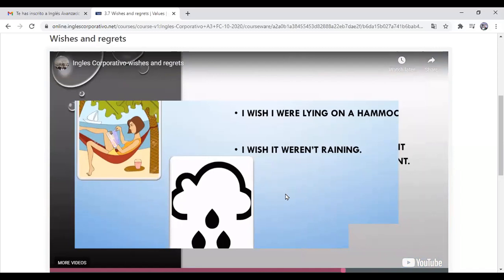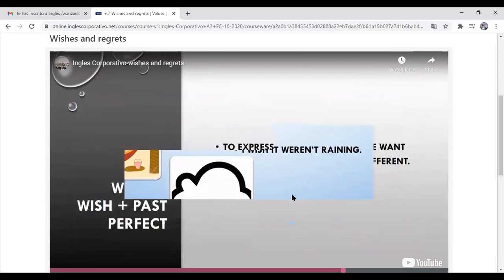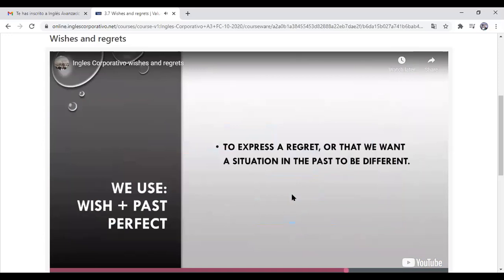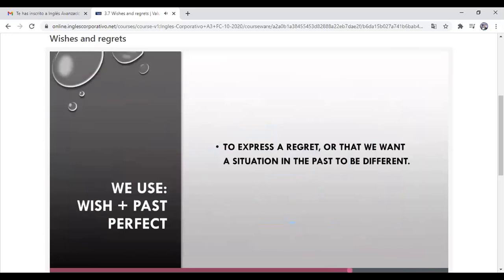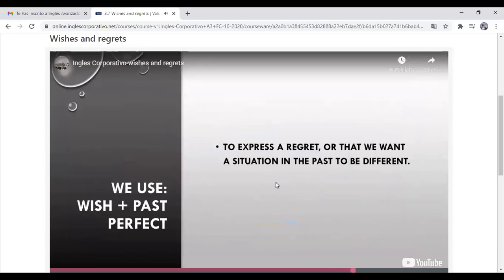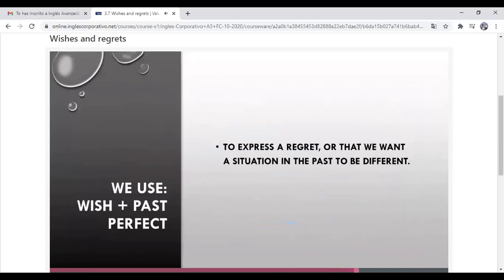How do you say, me gustaría que nos estuviéramos levantando más temprano? We were waking up. I agree. More earlier. Okay, very good. We use wish plus past perfect to express a regret, or that we want a situation in the past to be different.